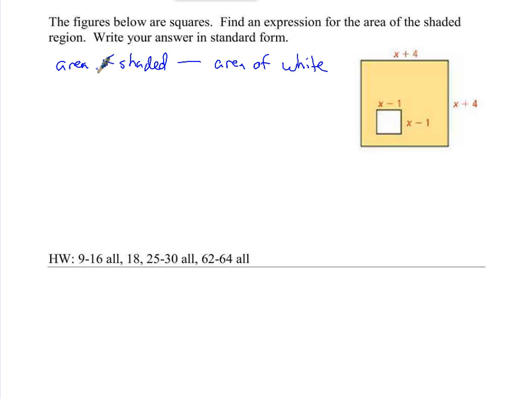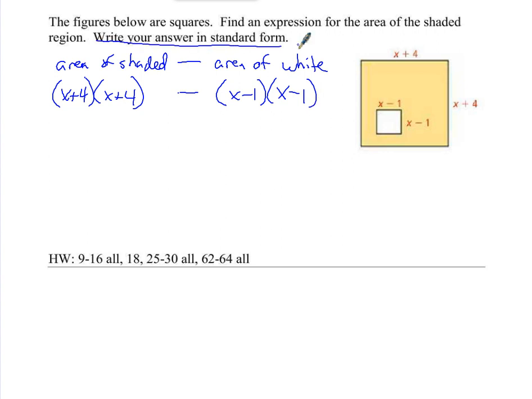What is the area of the shaded thing? X plus 4. Good. And then minus the area of the white. What's the area of the white? Yes. And now the directions say write your answer in standard form, which means we got to FOIL both of those and then combine all our like terms. So FOIL this one.